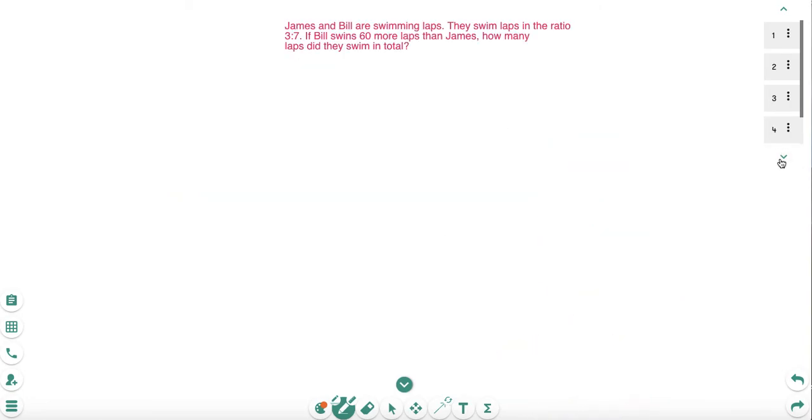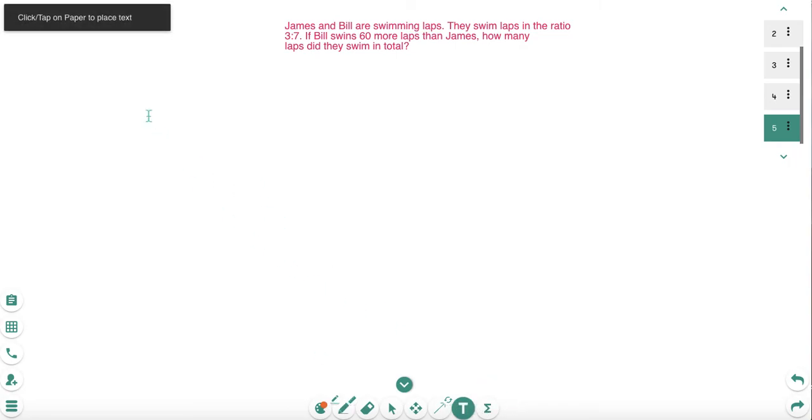All right, guys, last question. James and Bill are swimming laps. They swim laps in the ratio of 3 to 7. If Bill swims 60 more laps than James, how many laps did they swim in total? Okay. Well, let's look at the ratio that's been given to us, 3 to 7. So what does that mean? Well, James comes first in the sentence, James and Bill. So James is 3 and Bill is 7.